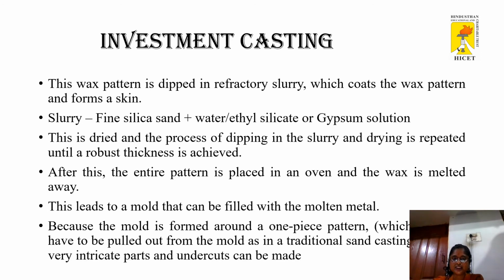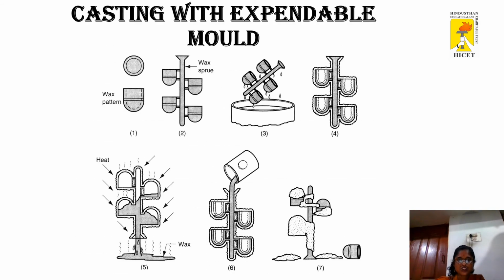So finally, the mold is formed around the one piece pattern, which does not have to be pulled out from the mold as in traditional sand casting, so we can get intricate parts and other cuts can be made. So the whole process is this. Next, these are the steps. You have a wax pattern. You have to make a pattern. First of all, you have to make a master pattern for this wax pattern.